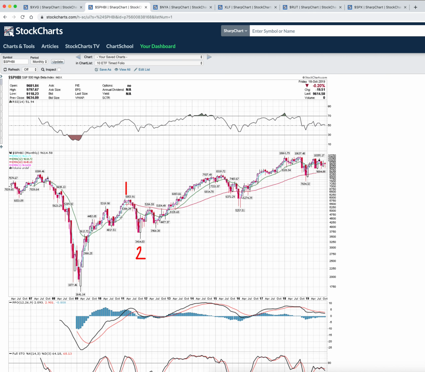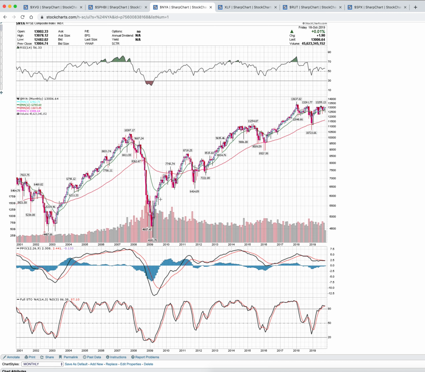Again, same thing, ABC 1, ABC forming the larger A, B, C, and then this is our 3, and this is forming an A, B, and then somewhere down here will be C for our fourth wave. You can see similar structure here, A, B, C. This is the NYSE.